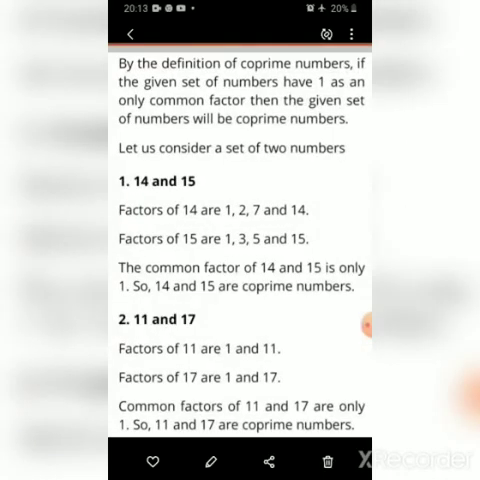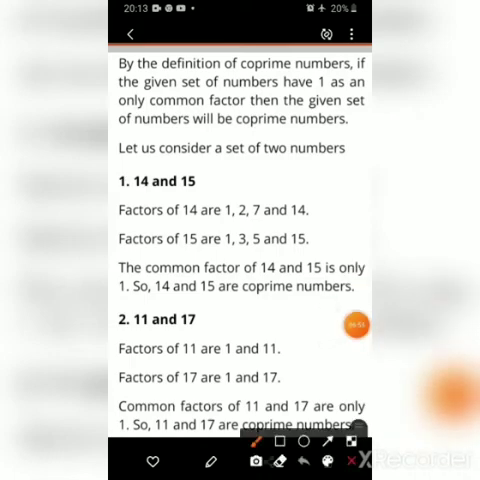By the definition of co-prime numbers, if the given set of numbers have 1 as the only common factor, then the given set of numbers will be co-prime numbers. Only 1 is a common factor.